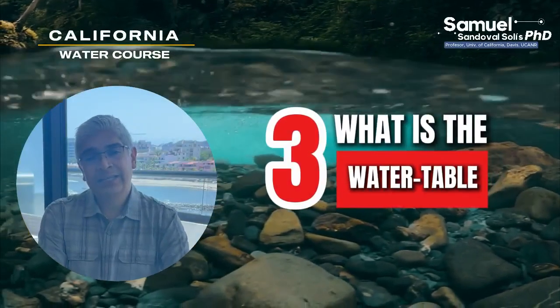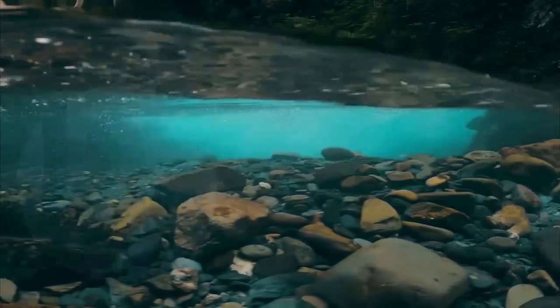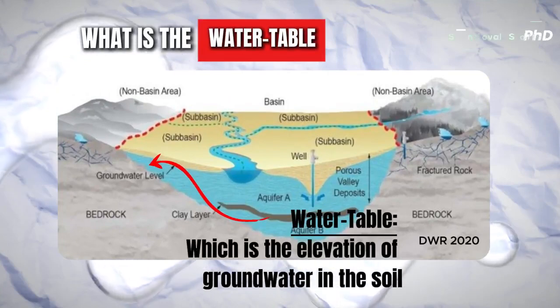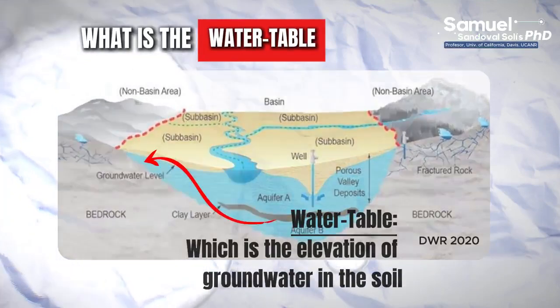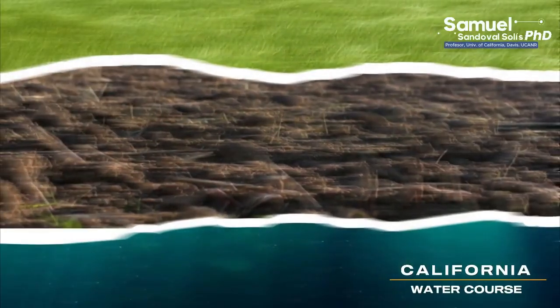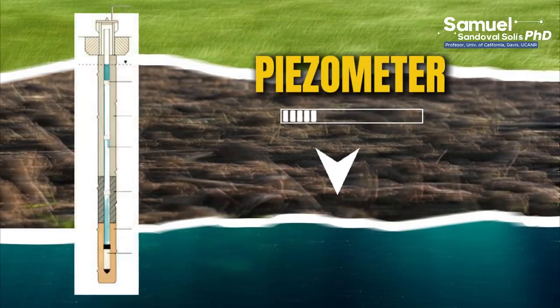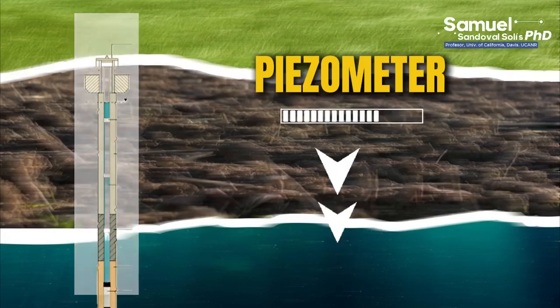And the third one is, what is the water table? The water table is the elevation of water in the ground, in the soil. The groundwater table is measured using a piezometer, which is a tube in the ground, a pipe in the ground, that we can use to measure how high or how low the water table is.